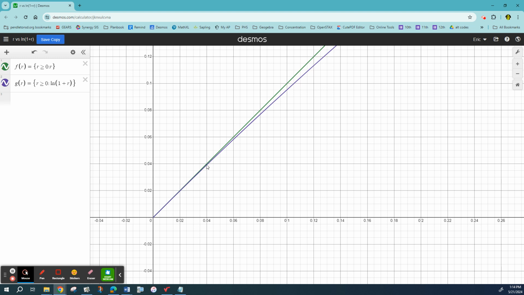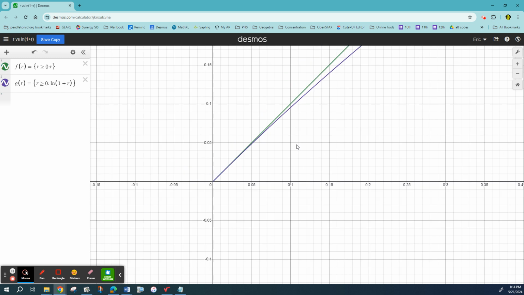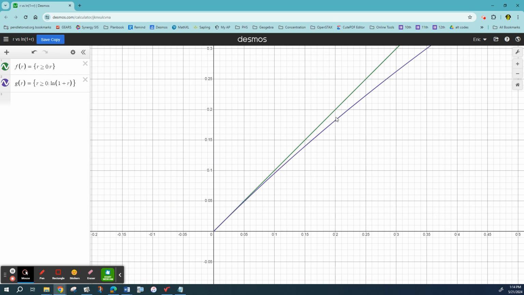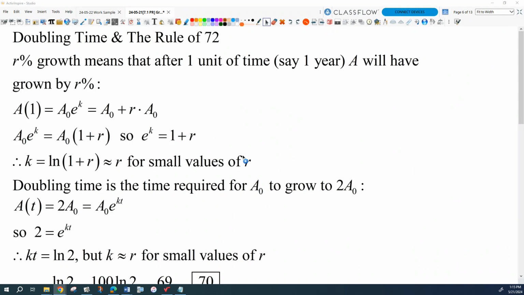If I go up to 4%, they're still pretty close, right? It's not until I get up above about 10% that they start to really diverge. And once you get up to something like 20%, now that's not working so well. So as long as the growth rate is small, it's a good model. The rule of 70 works well. If you're using big percentage growth rates, then you've got to take it with a grain of salt. It's not going to be that accurate an estimate.